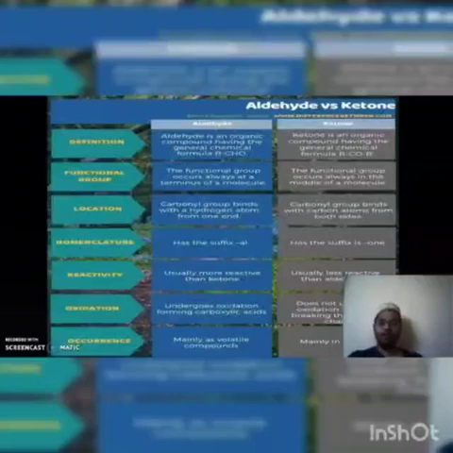Location. The carbonyl carbon binds with a hydrogen atom from one end, while in ketone the carbonyl group binds with carbon atoms from both sides. Nomenclature. Aldehyde has the suffix -al, while ketone has the suffix -one. Reactivity. Aldehydes are more reactive than ketones, while ketones are less reactive than aldehydes. Oxidation. The product of oxidation of aldehydes is carboxylic acid, while ketone does not undergo oxidation at all. Occurrence. Aldehydes occur mainly as volatile compounds, while ketones occur as sugars.